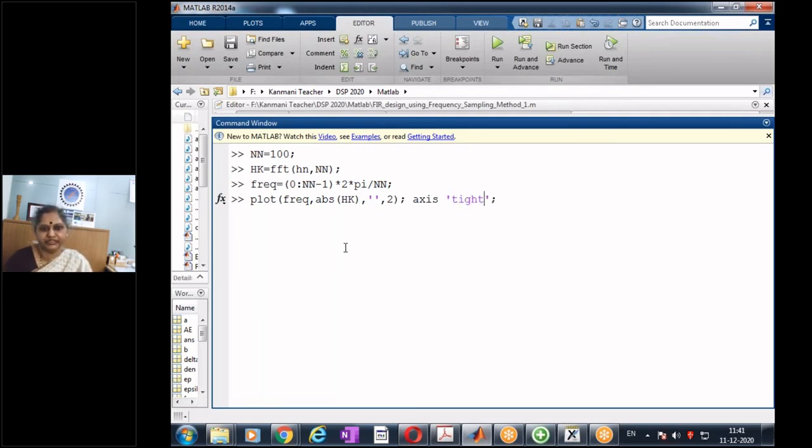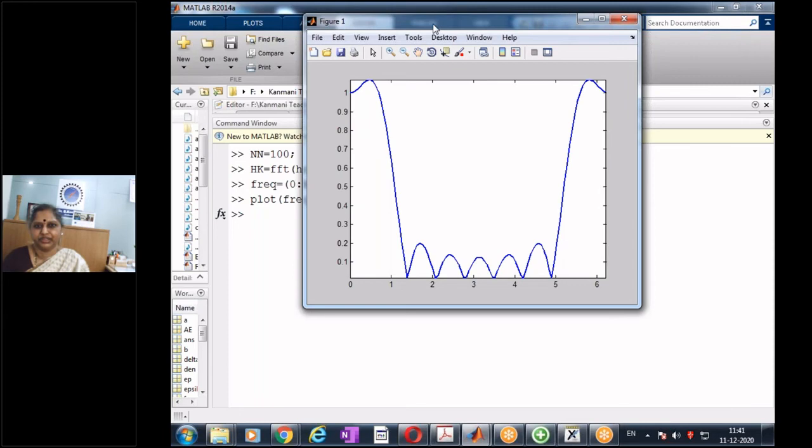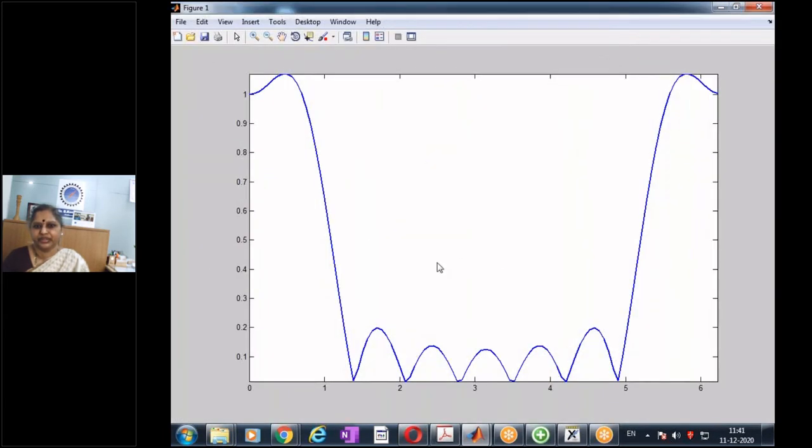So that the figure fits in well. Now what we are doing is we're taking some large value of n, 100, and computing a 100 point DFT of the sequence and plotting the absolute value to see how my designed filter is. And this is what we have. We wanted a filter with the cutoff of 0.25 pi, and this is plotted.